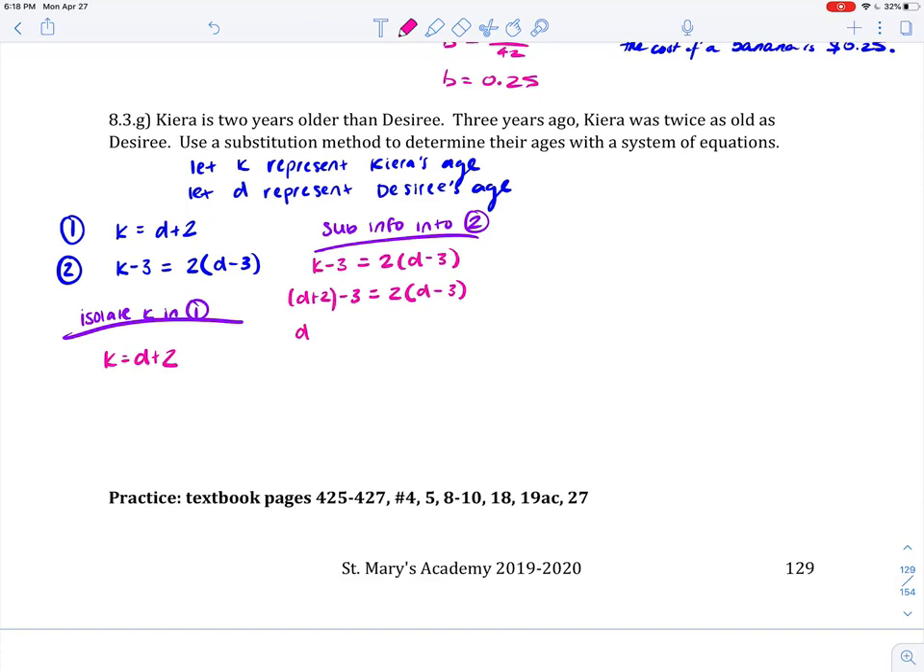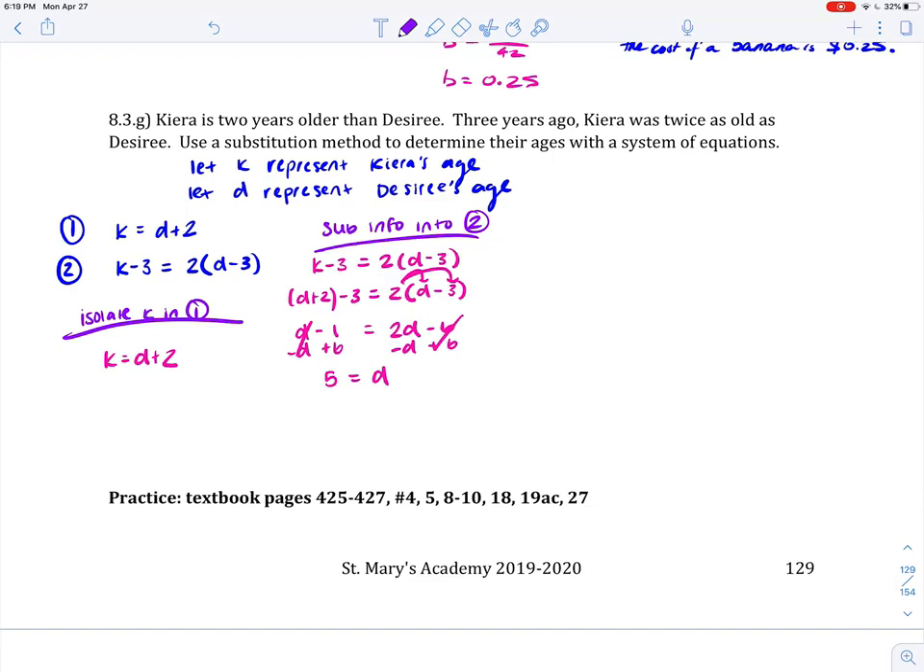All right. From here, I'm just going to simplify some things. On my left-hand side, I'm just going to get rid of that bracket and combine my 2 and my negative 3. So I get D minus 1. And on the right-hand side, I'm going to distribute that 2. So I get 2D minus 6. I want to isolate my variable. To do so, I'm going to collect my terms. So I'm going to move my negative D over there. I'm going to move my positive 6 over here. And I get 5 is equal to D.